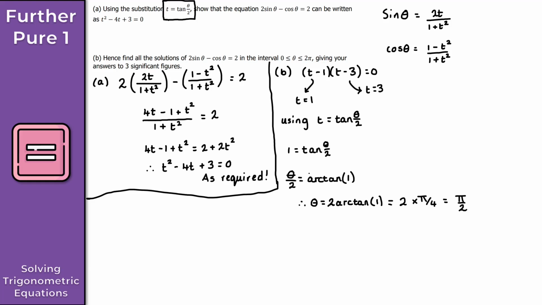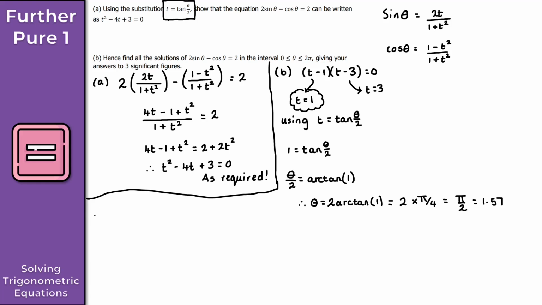But the question does want us to give the answers here to 3 significant figures, right? So not in its exact form. So if I just quickly put this into my calculator here, to 3 significant figures, what I get then is 1.57 here. Okay. But we're not done here. So we've done t equals 1 then. That's fine. We'll circle that. We're not done here because we also need to find the respective value of theta, I should say, when t equals 3.